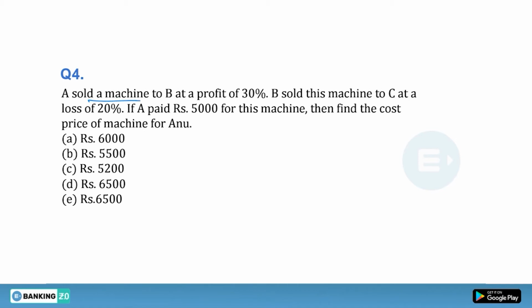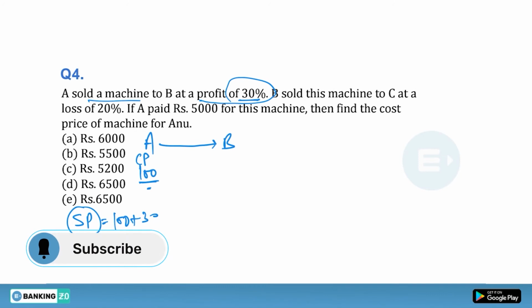A sold a machine to B. Okay, so we are not given the cost price of the machine basically. So let's say the cost price of the machine is 100. Okay, and A sold it to B. As soon as you start reading the question, start solving as well. A sold a machine to B at a profit of 30%. That means SP will be what, guys? If CP is 100 and there is a profit of 30%, then SP will be 100 plus 30% of this value, which is 30, obviously. So 100 plus 30, that means 130 will be the SP.